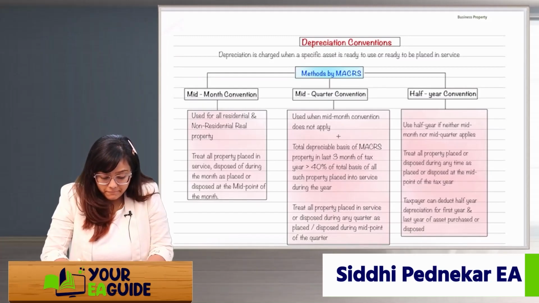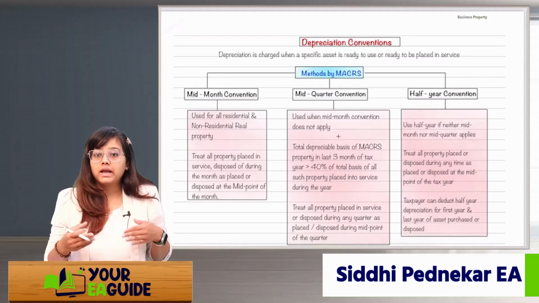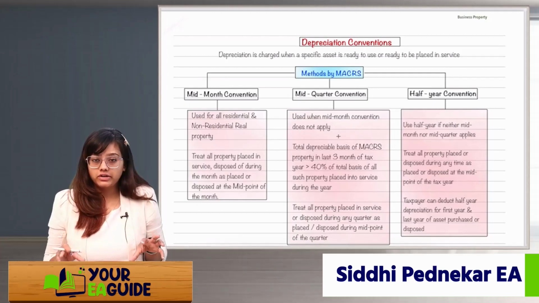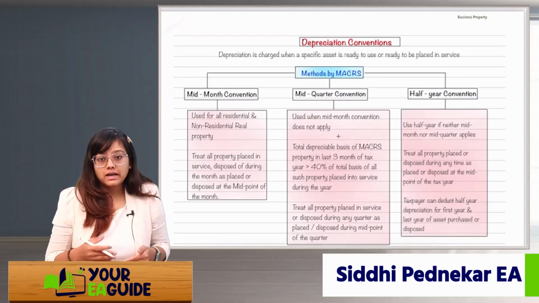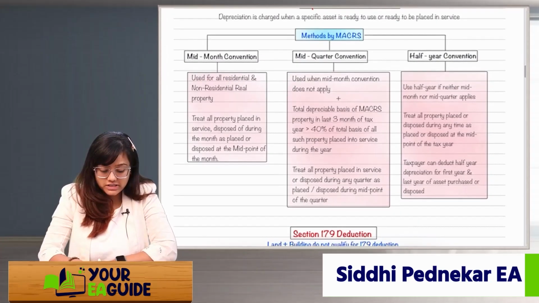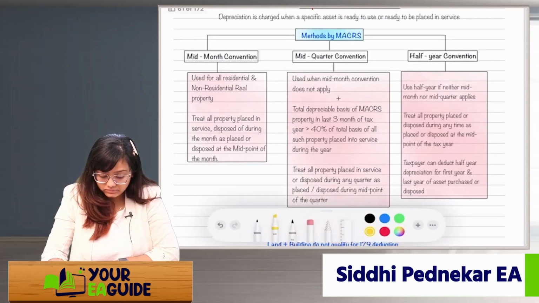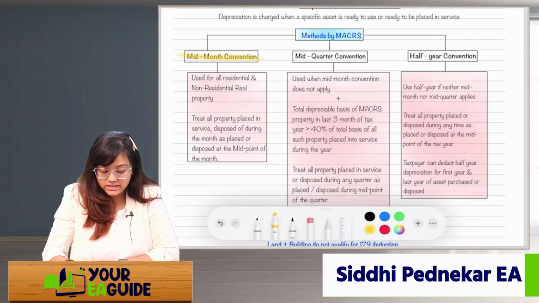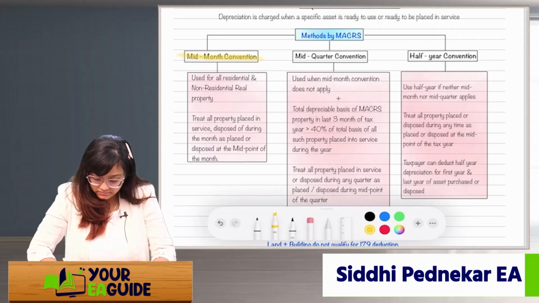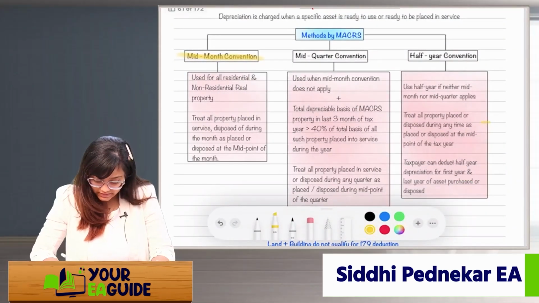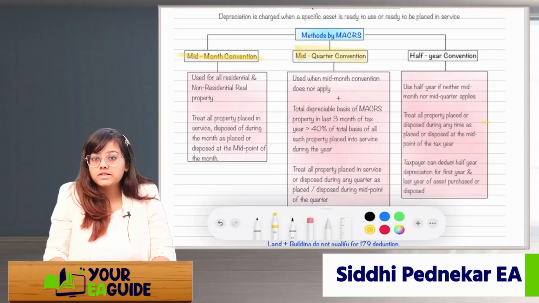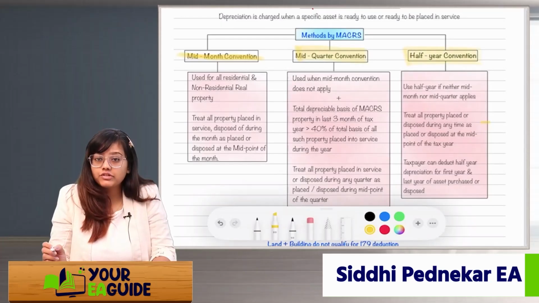But for the convention method, there are again different bifurcations. See, GDS and ADS are already there. ADS, we are clear, it's just the SLM method. But if I talk about GDS, again in the convention method, we have three different bifurcations. First is the mid-month convention method. Second is the mid-quarter convention. Third is the half-year convention.